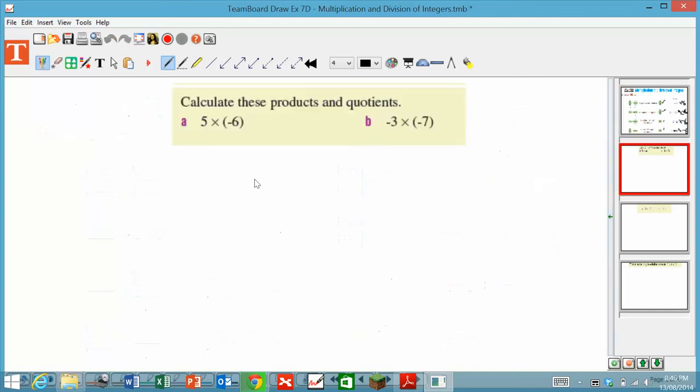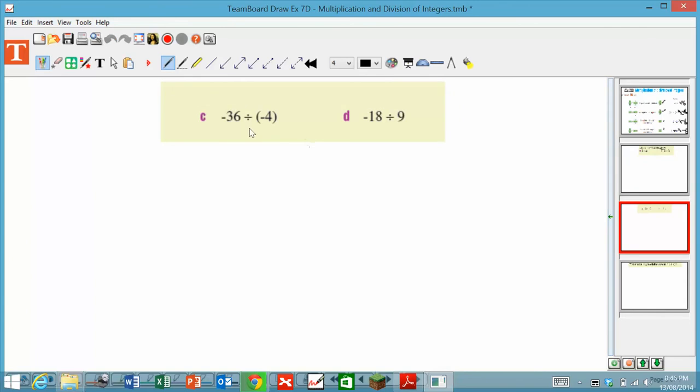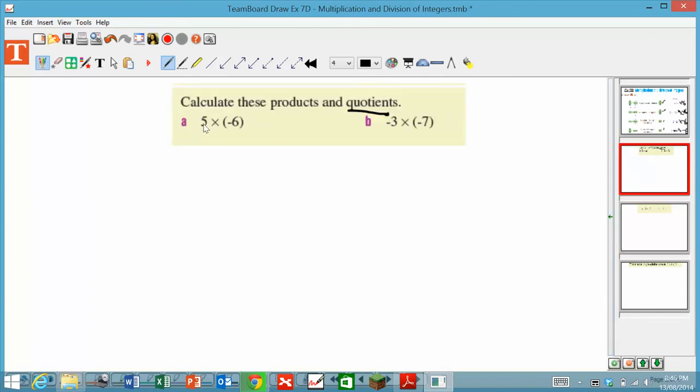So let's make this a short video and get straight into it. Calculate these products and quotients. Remember, quotients are division, and on my next slide I've got my quotients. So here I go: 5 times minus 6. A positive and a negative gives me a negative answer, and then I just do 5 times 6, which is 30.